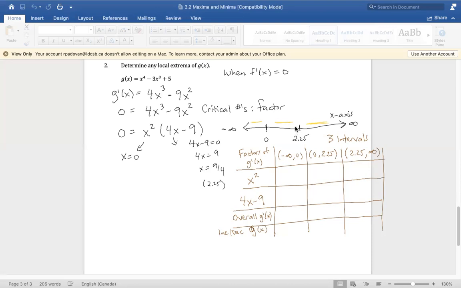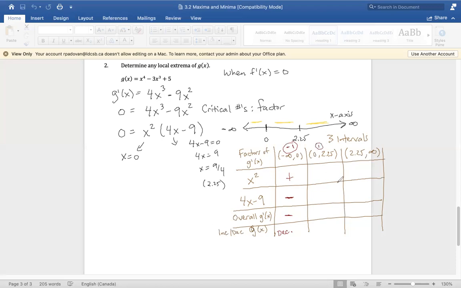So again, picking any number you want between negative infinity and 0. So maybe I want to pick, it's totally up to you, negative 1. Negative 1 squared would be positive. 4 times negative 1, right? Negative 4 subtract another 9 would be negative. So positive multiplied by a negative, I'm only doing 2 now, would be negative, and negative would mean that I'm decreasing in that interval.